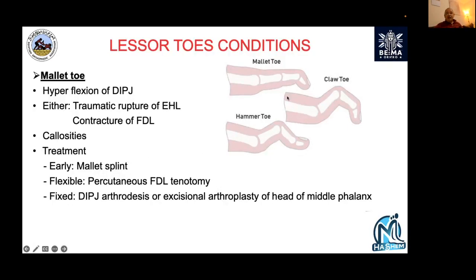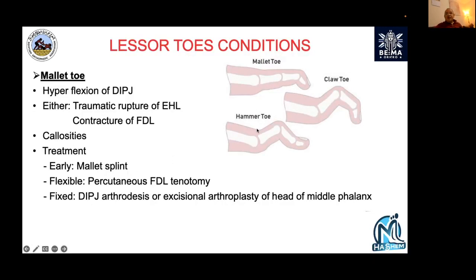So if the patient is still early, especially with the mallet toe, what we will do is just a mallet splint, as you normally do with a mallet finger. So you put on a mallet splint, which keeps the DIP in extension, so it gives a chance for the tendon to heal or for the avulsion fracture to unite. If the patient is still flexible here or there, the main problem is the flexor, which is the main deforming force. So what we will do is just a percutaneous FDL tenotomy. When you release the FDL here, there is no more flexion force, so this will release the deformity.